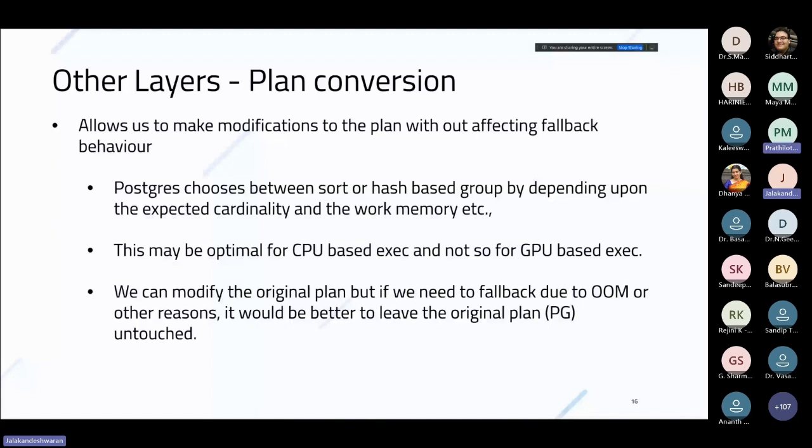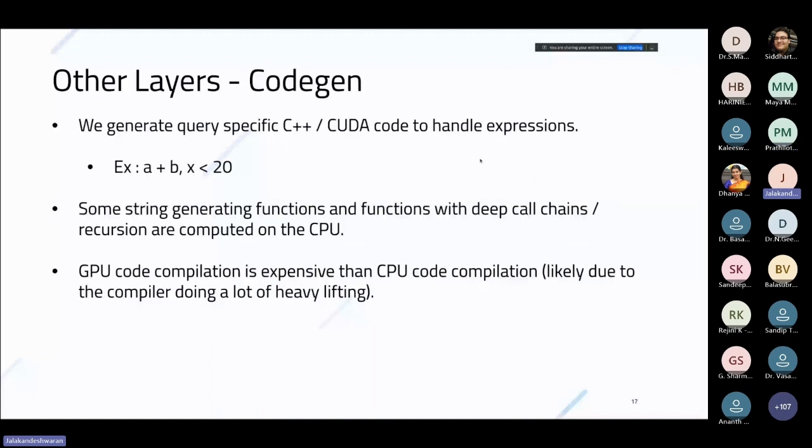So we also have other layers like we mentioned earlier. One of these is a code generation layer. So the operations inside a database engine can be compressed into basically three things. One would be the expression evaluation, which is something like, say, adding two columns A plus B, or applying a filter on some of the columns, or say, for example, concatenating the first name and last name to generate the full name. You get the idea. Expression, just expressions. So we generate C++ and CUDA code to handle these expressions in a query specific manner.